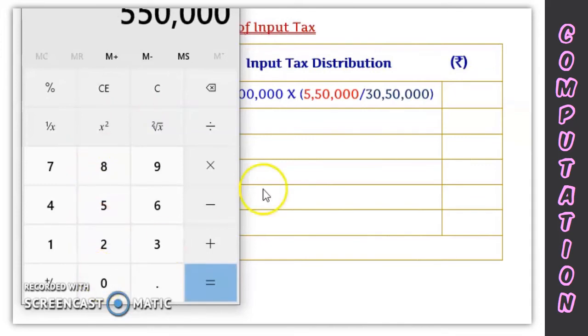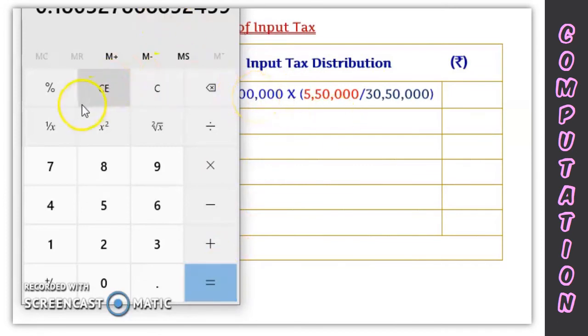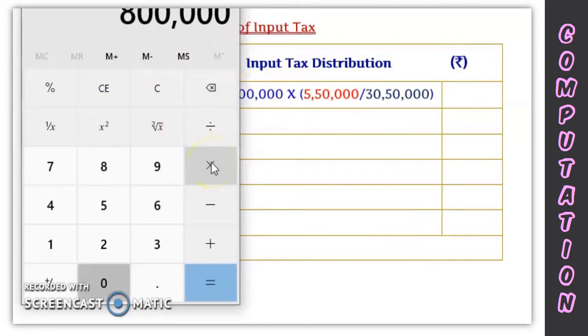5,50,000 divided by 30,50,000. So this will be the weight. So this weight we have to consider to multiply it with this amount, 8 lakh. So into 8 lakh.